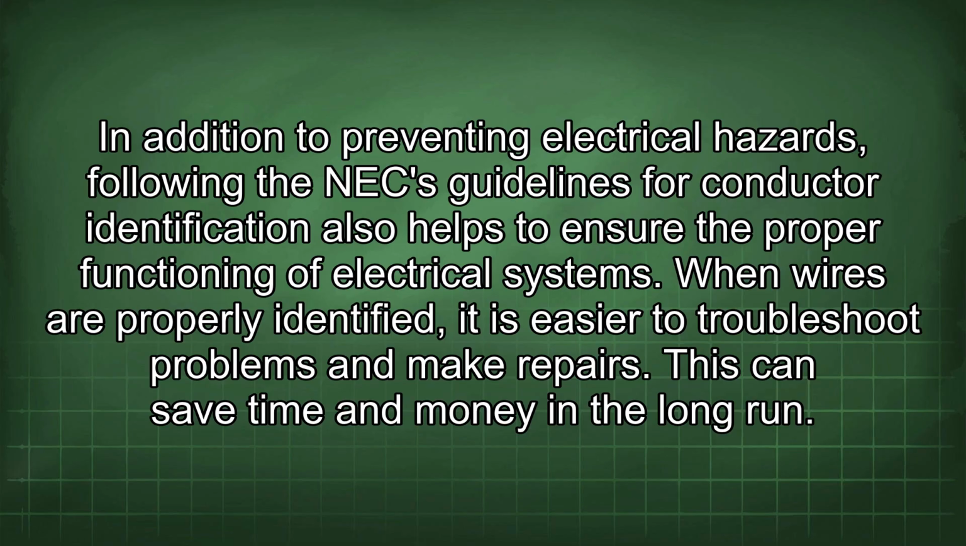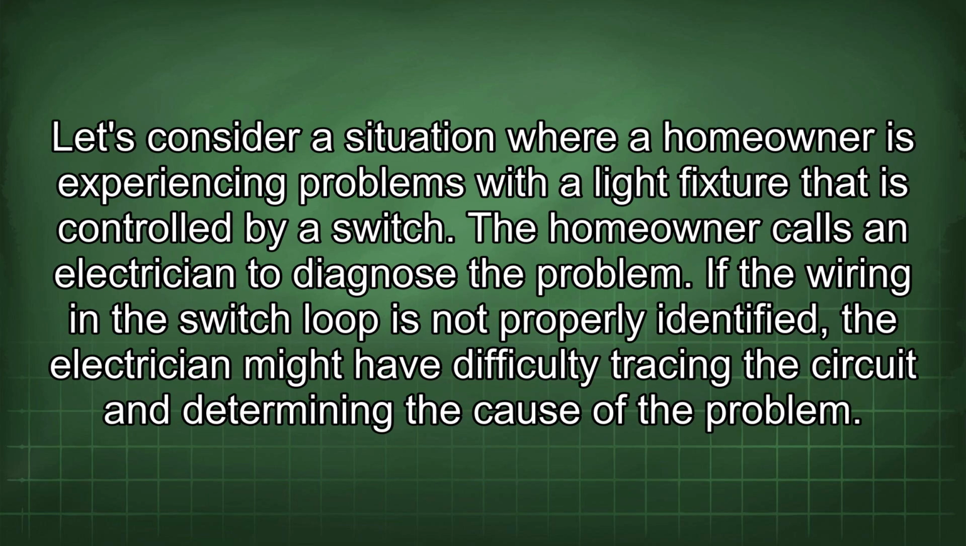In addition to preventing electrical hazards, following the NEC guidelines for conductor identification also helps to ensure the proper functioning of electrical systems. When wires are properly identified, it is easier to troubleshoot problems and make repairs. This can save time and money in the long run. Let's consider a situation where a homeowner is experiencing problems with a light fixture that is controlled by a switch. The homeowner calls an electrician to diagnose the problem. If the wiring in the switch loop is not properly identified, the electrician might have difficulty tracing the circuit and determining the cause of the problem.